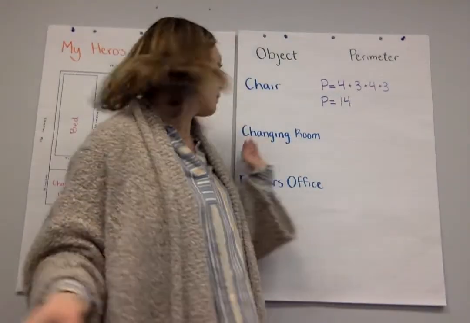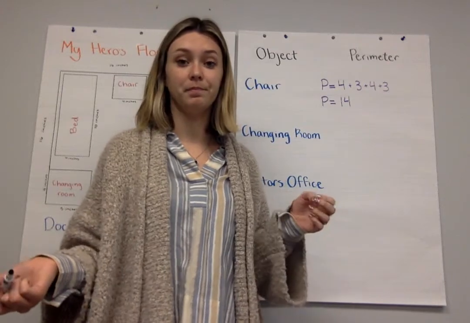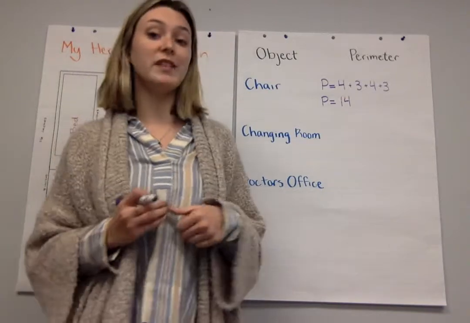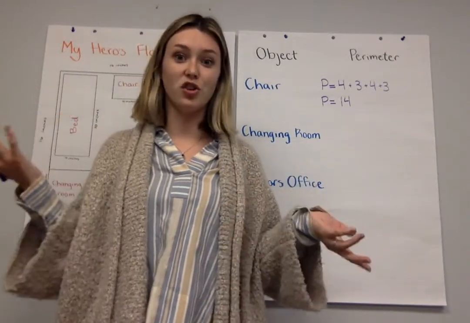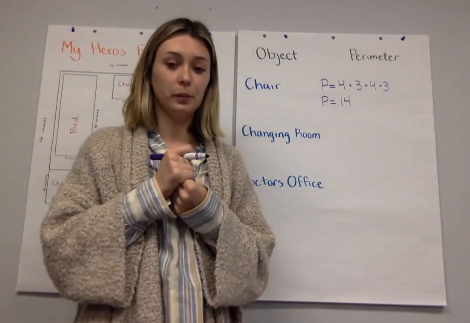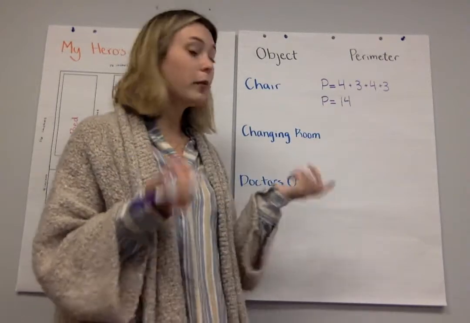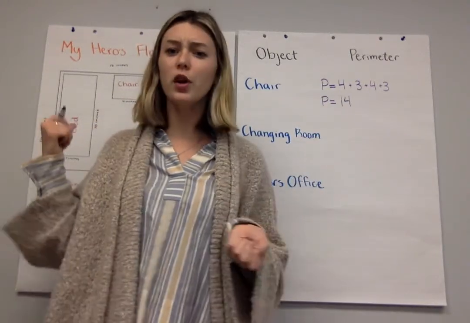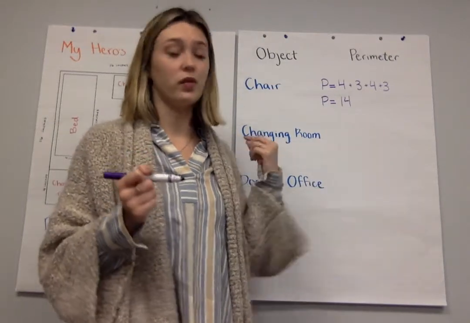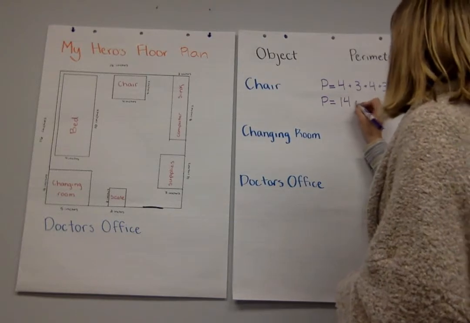So I wrote 14, now I'm all done. I can move on to my changing room, right? No, what did I forget? I hope you wrote it on your paper if you're following along with me. What you always have to do when you're working with math in general, or more specifically measurements, what do you have to include? Your label. And what would the label be for this? If I'm working with inches and I'm finding the distance around something, I'm going to have inches over here. So the perimeter of the chair is 14 inches.